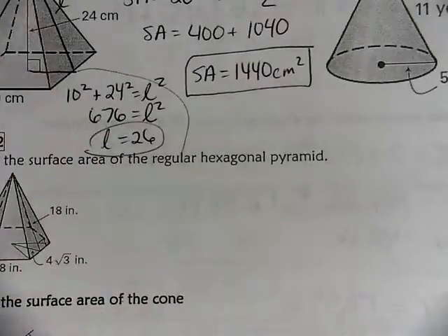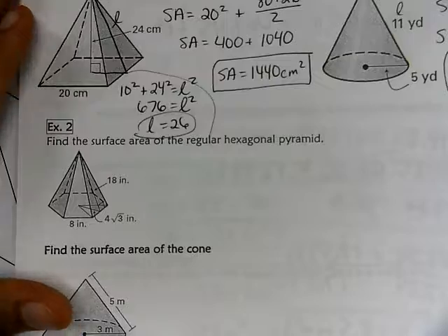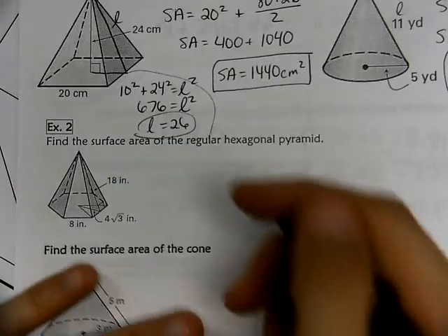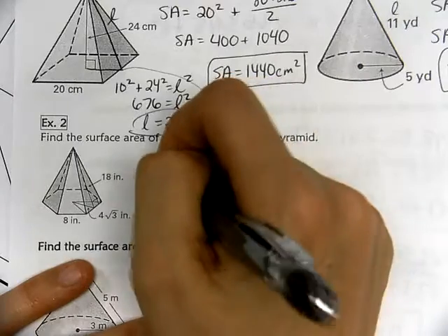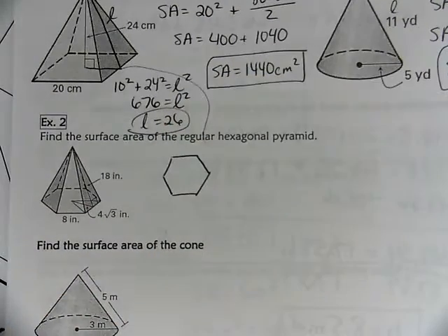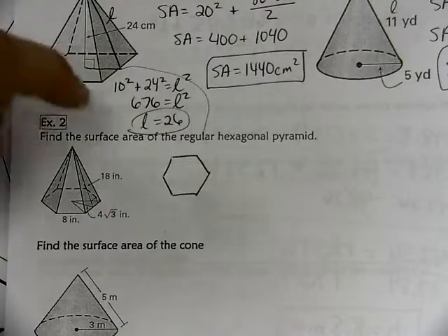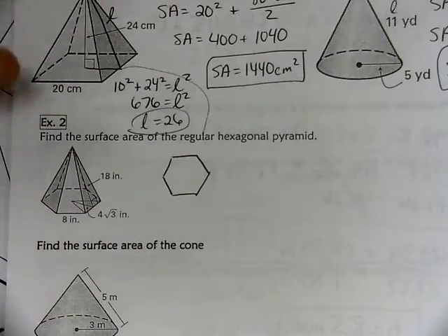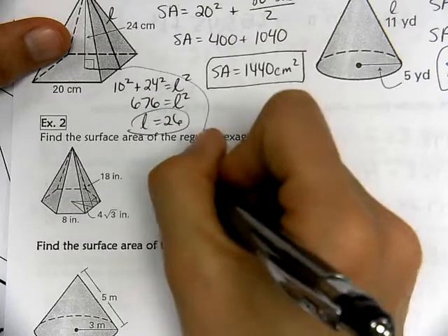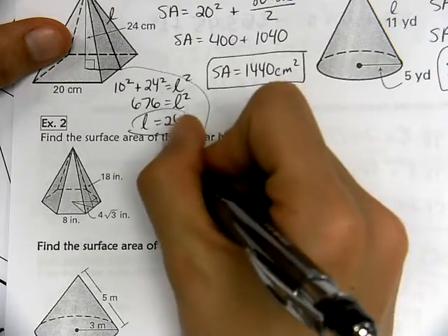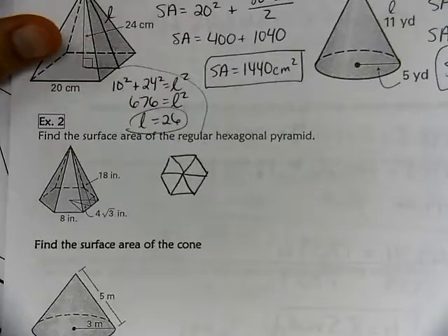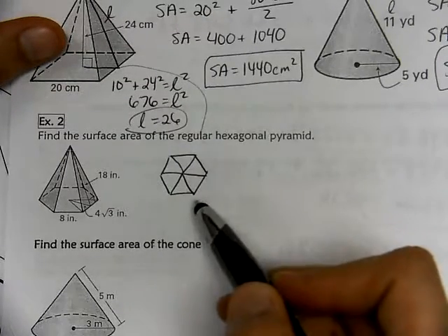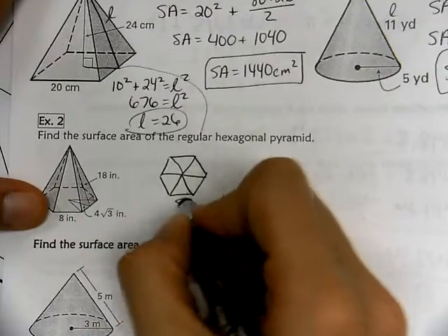Okay. Example 2 is kind of tricky. It's a regular hexagonal pyramid. So the base is a hexagon that has 6 sides. The only reason we're doing this is because there's a similar one in the homework. To find the area of a hexagon, we never really taught you how to do that. There is a formula, you don't need to know it. Think about a hexagon though. I can break it up into 6 pieces. Right? 6 triangles. Don't we know how to find the area of one of these triangles? Yeah. Each side is 8.